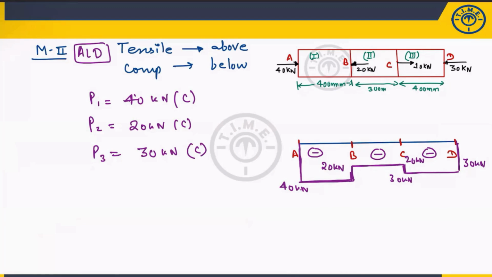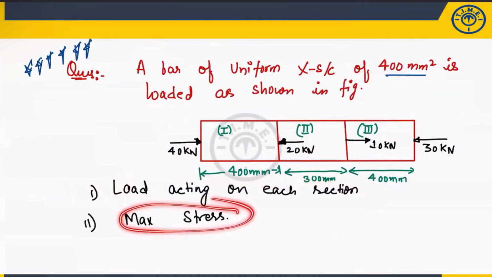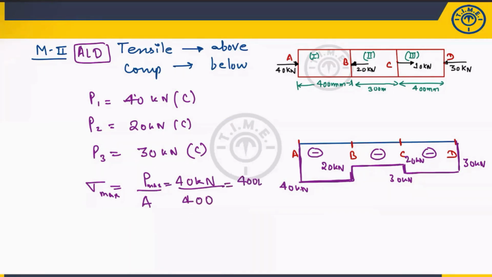What is the question? The force on BC. The load acting on each section, you have calculated. The maximum stress means, okay, the area is constant. If area is constant, you know that the stress is force per unit area. If area is constant, wherever the force is maximum, the stress will be maximum. So this is basically the force which is maximum, 40 kilonewton. So 40 kilonewton divided by area, which is 400. That means 40,000 divided by 400, you will get 100 megapascal. So the same result you got from this one also.